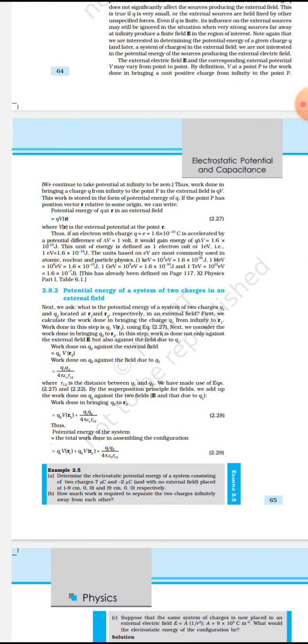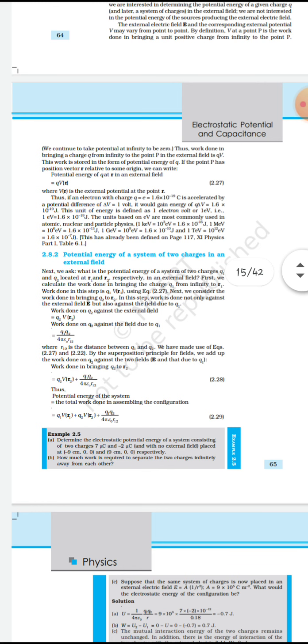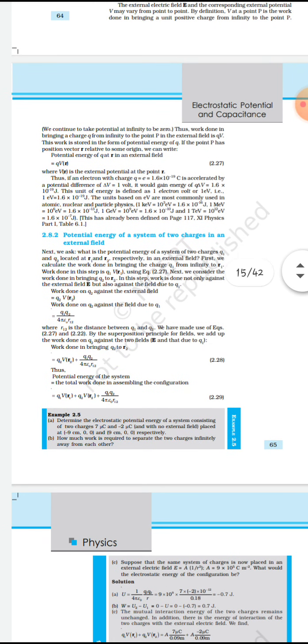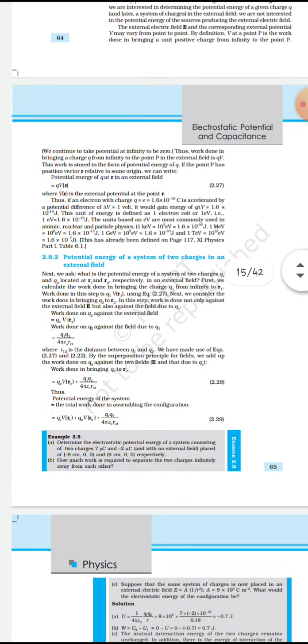We have to understand the potential energy of a system of two charges. What if it has two charges, q1 and q2, at position vectors r1 and r2? The potential energy is determined as q1 V(r1) plus q2 V(r2) plus q1 q2 over 4 pi epsilon naught r12. This is the formula we get when two charges are there.